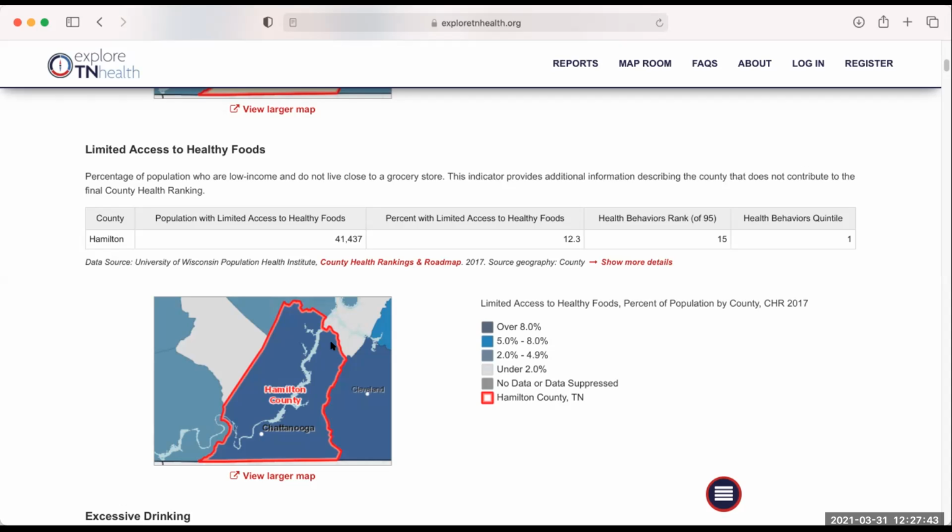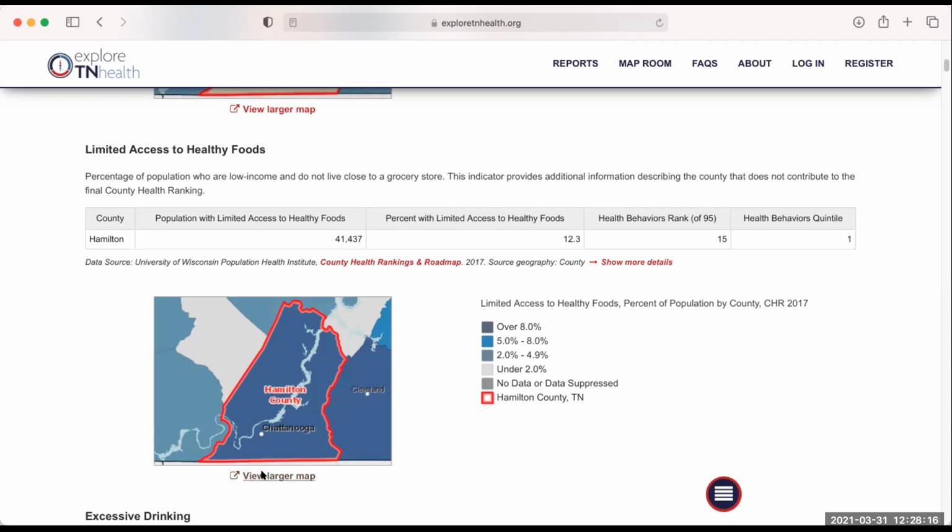And I believe it. I've spent a lot of time walking and running and biking through Chattanooga, and there are areas where you don't have anything except a gas station or convenience store for groceries. That is many things, but it usually does not make it easy to get fresh fruit and vegetables. So this is giving us the general situation.